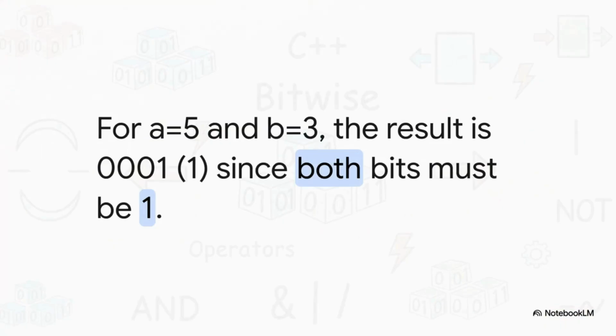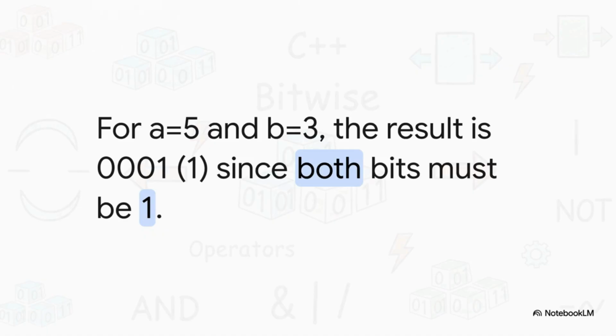Moving right along to section 2, core operators: AND, OR, and XOR. To really see exactly how these tools manipulate data, we're going to use a controlled laboratory environment. We've got two constant variables, a equals 5 and b equals 3. By keeping our inputs totally consistent, we can perfectly observe how each operator uniquely transforms the data. Let's start with the bitwise AND operator.